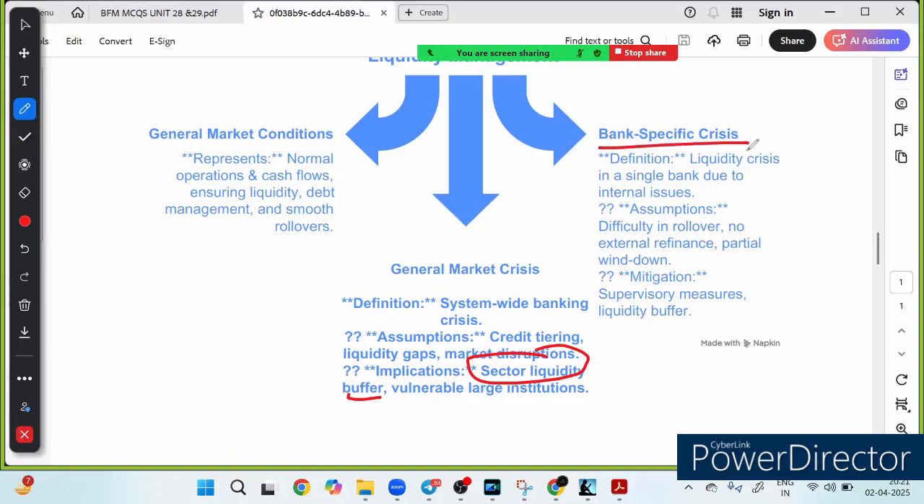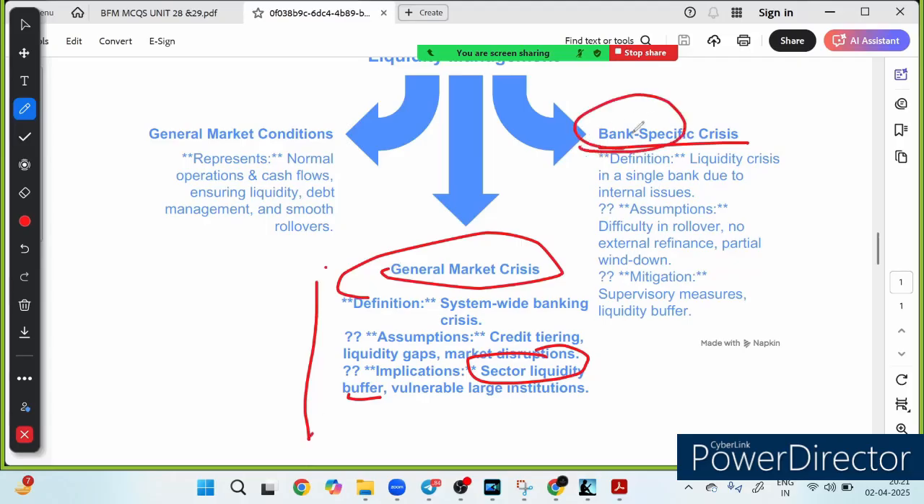And the bank specific crisis. In this scenario, the crisis is not systemic but specific to one bank. In the earlier case it is systemic, meaning the entire financial sector is facing it, but in this case it is bank specific. The bank faces some internal issues such as difficulty in refinancing or no external help available for a rollover. The assumption is that the bank might be having trouble renewing its loan. Rollover means renewal. There is trouble in achieving a credit facility, which leads to a liquidity crunch.